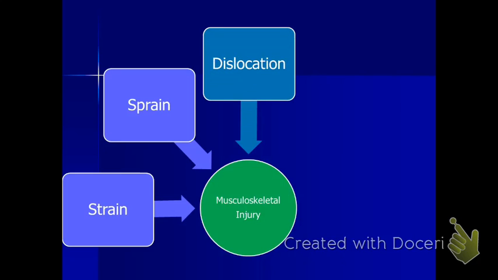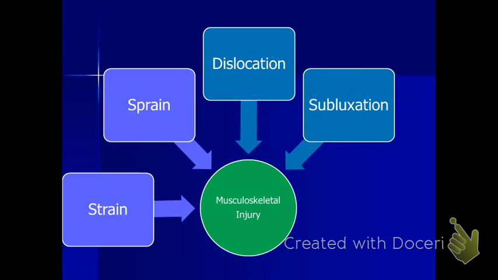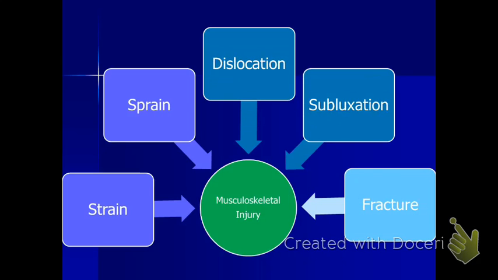Then we have the 2 that I kind of lumped together, which are the dislocation and or the subluxation. When we think about something that's dislocated, what we're saying is that the bone basically has been moved out of its normal position. And then last but definitely not least is a fracture, or what some of us would call a broken bone. These are typically the 5 different ways that you could sustain injury to the musculoskeletal system. We're going to talk about each of these injuries specifically and how to care for them as first responders.